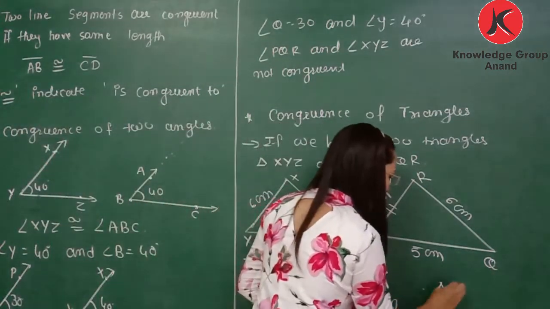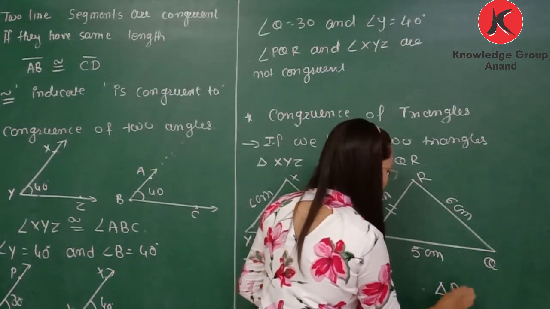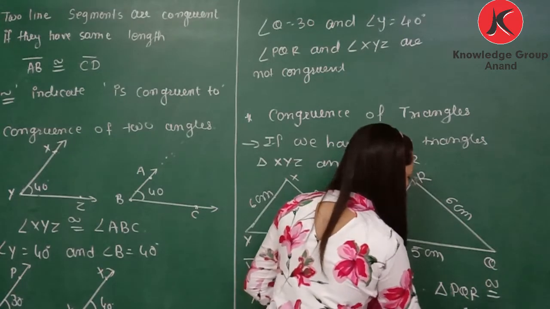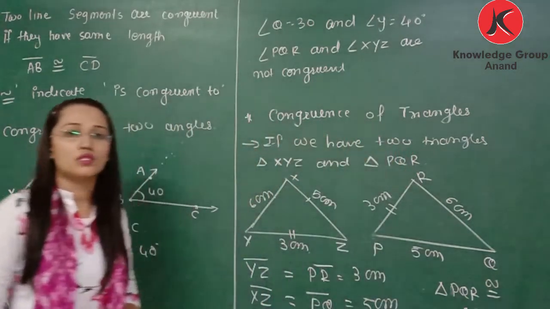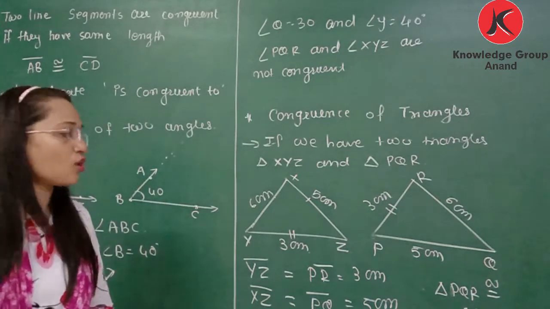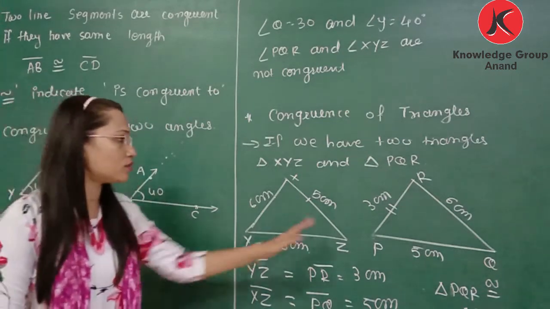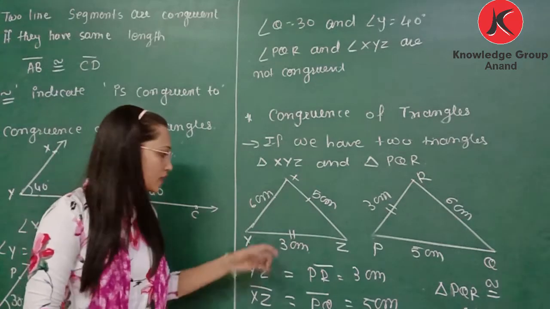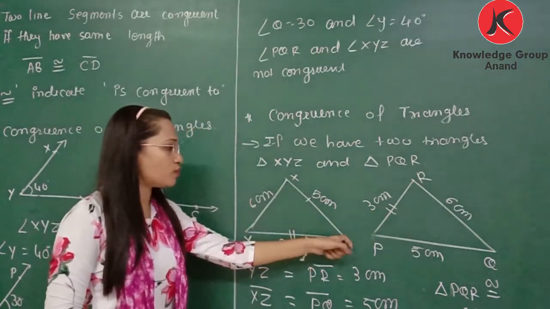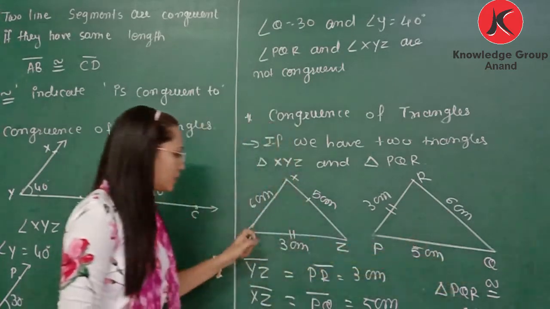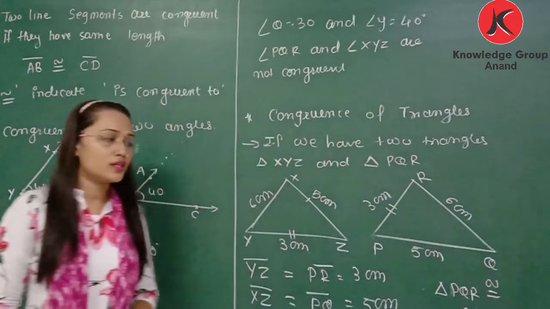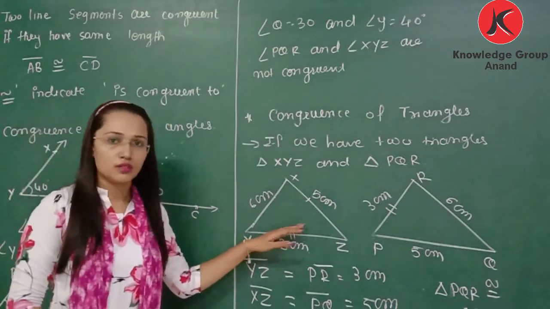So you can write triangle PQR is congruent to triangle XYZ. Why? Because they cover each other completely. The reason is that the lengths of the 3 sides of both triangles are the same. Here this line is superposed on this line. Here XZ is superposed on PQ, and here XY is superposed on RQ. That's why these two triangles are called congruent triangles.